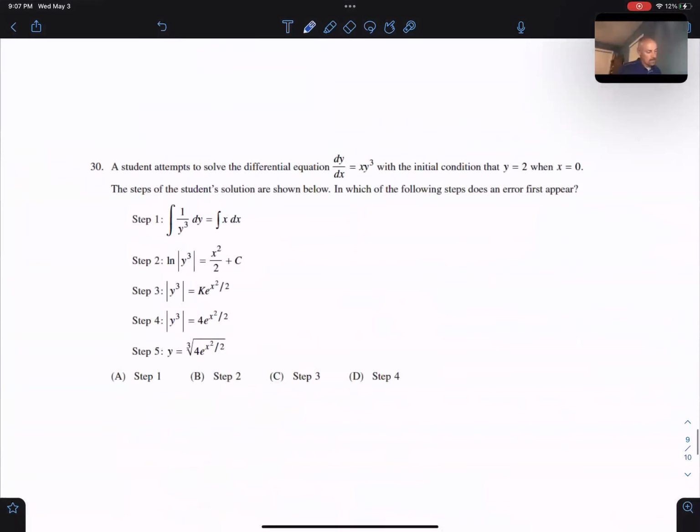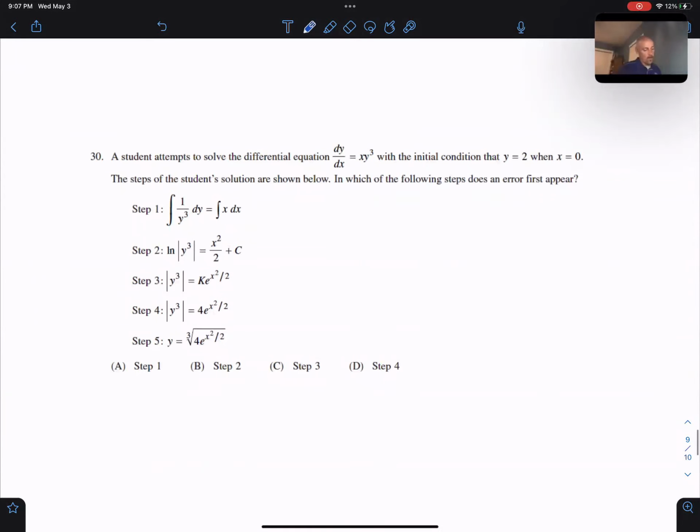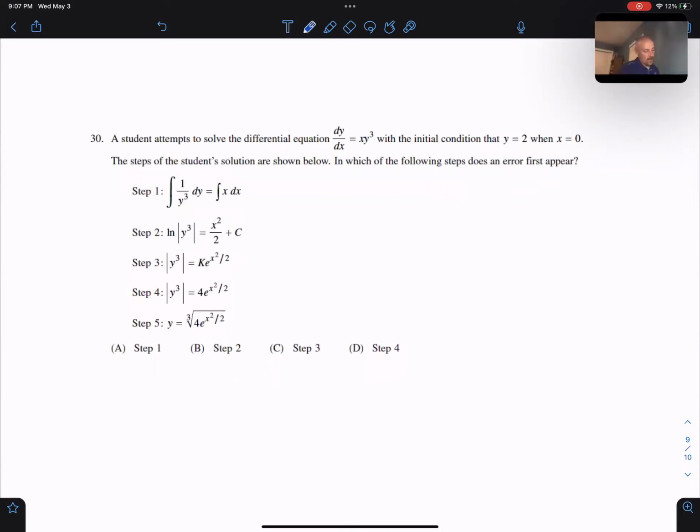Okay, a student attempts to solve the differential equation dy/dx with the initial condition y equals 2 when x equals 0. Steps of the student solution are shown below. In which of the following steps does an error first appear? Okay, first step looks good. Separated the variables. Whoa, look at that. They integrated the left side. That's not the natural log of the absolute value of that. So the error first occurred in step 2. Okay.